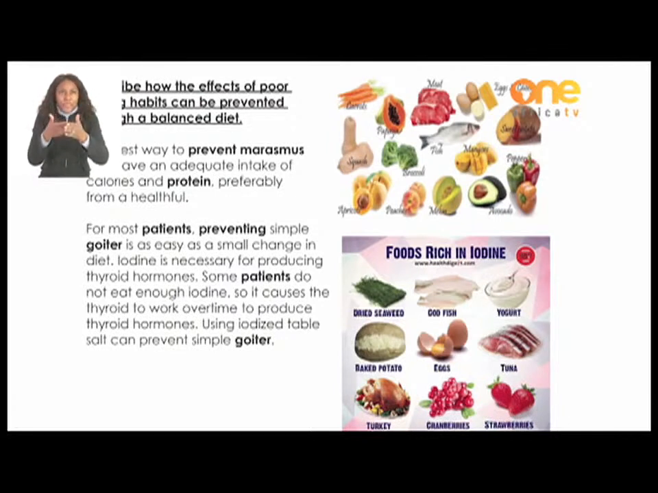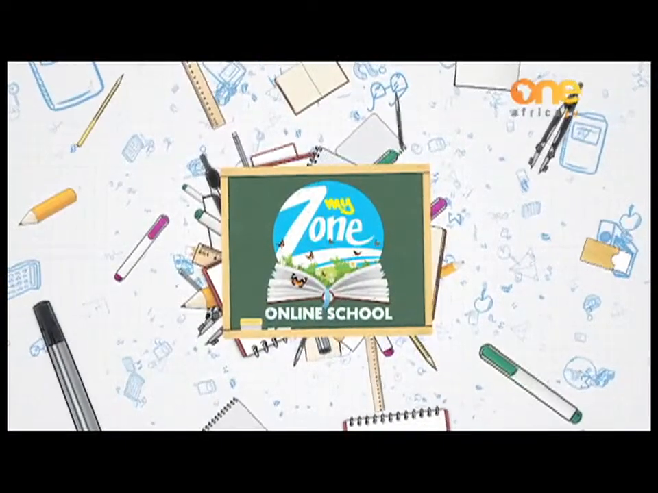Next to the explanation, you can see that we have a picture of cod fish, yogurt, baked potato, and more. So these are some of the foods that will provide iodine.